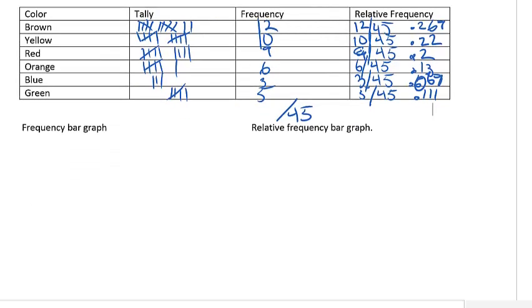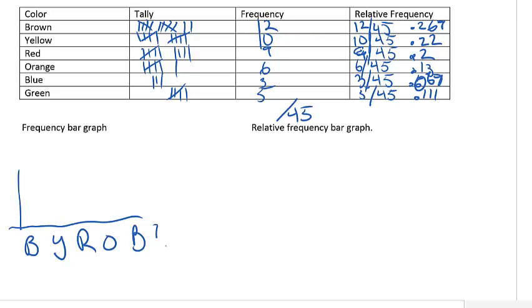Okay, so now we're going to draw a frequency bar graph. I'm going to set up a little chart, and at the bottom I'm going to write brown, yellow, red, orange, blue, and green. Each letter represents the color it corresponds to. Looks like the highest I need to go up is 12, so I'm going to count by fives: 5, 10, up to 15 is the highest observation I need. And then I'm just going to draw a bar graph that represents that particular height.